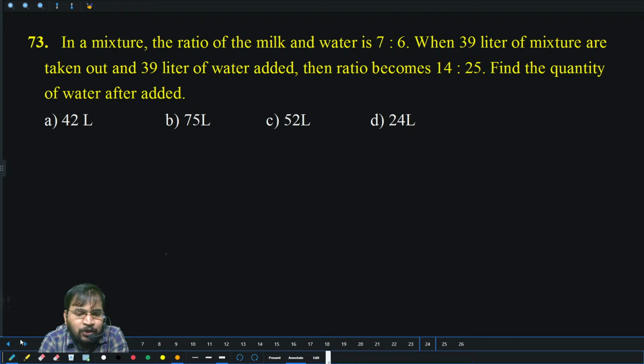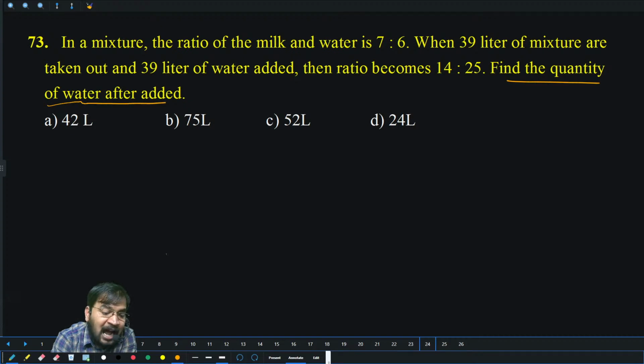In a mixture the ratio of milk and water is 7:6. When 39 liters of mixture are taken out and 39 liters of water is added, the ratio becomes 14:25. They are asking to find the quantity of water after adding. How many liters of water were added, they are asking.